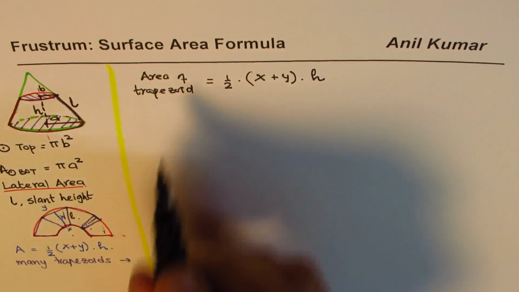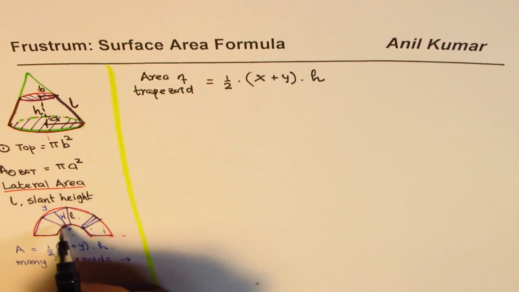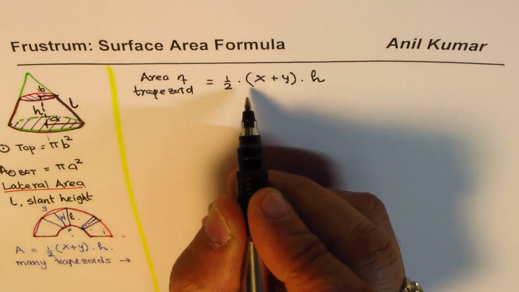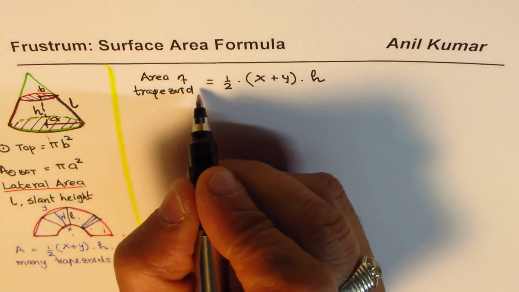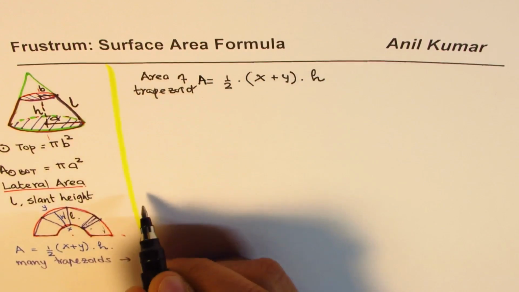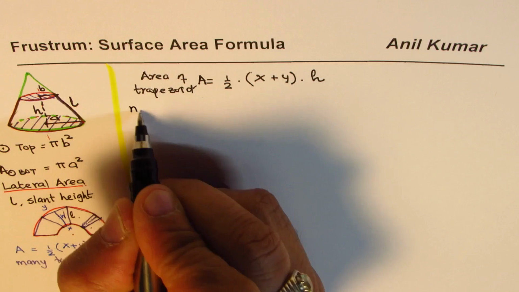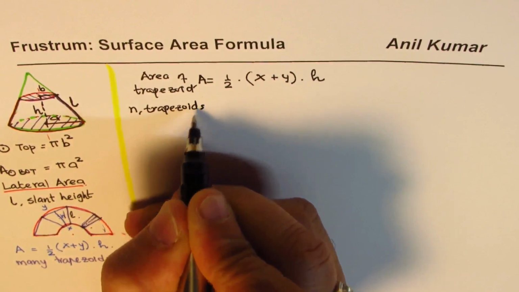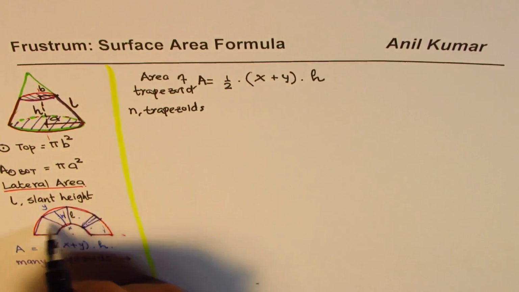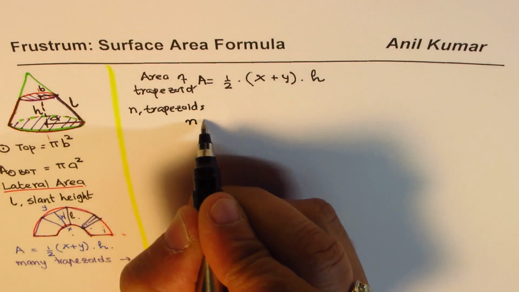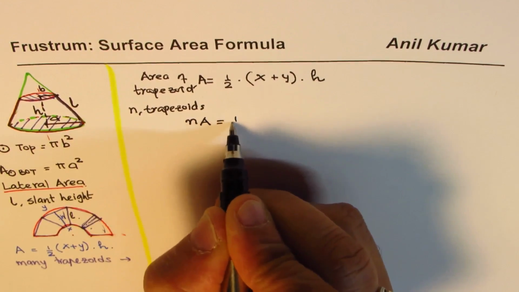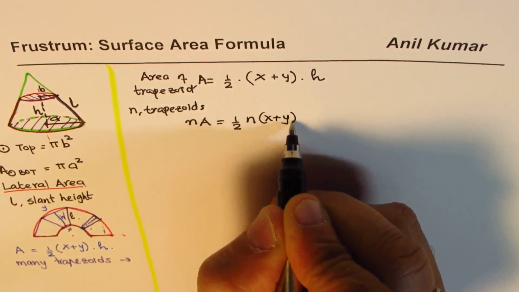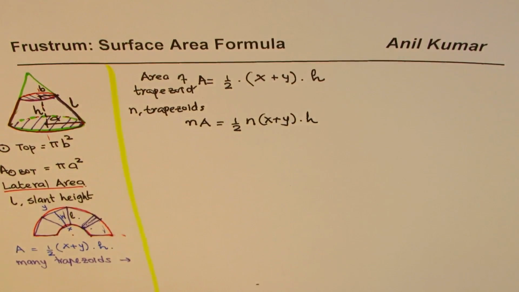That is it. Now these are 4, so if I want to find the area of 4, I'll multiply this by 4. But let me call this A, okay. How about we have n trapezoids? Here we have 4. If I have n, I'll have to multiply this area n times. Is that okay? Half times n times x plus y times height. Does it make sense? Okay.